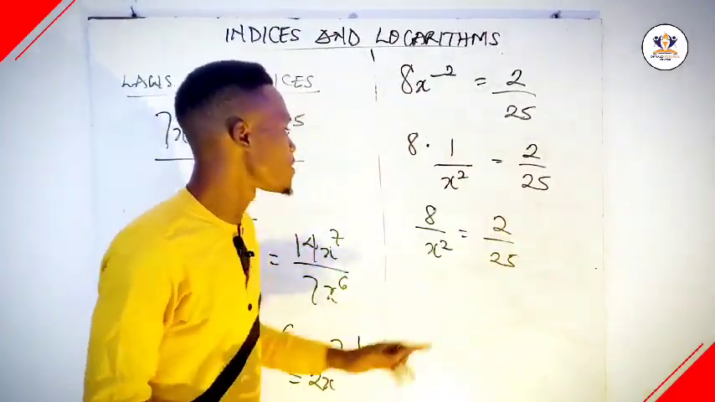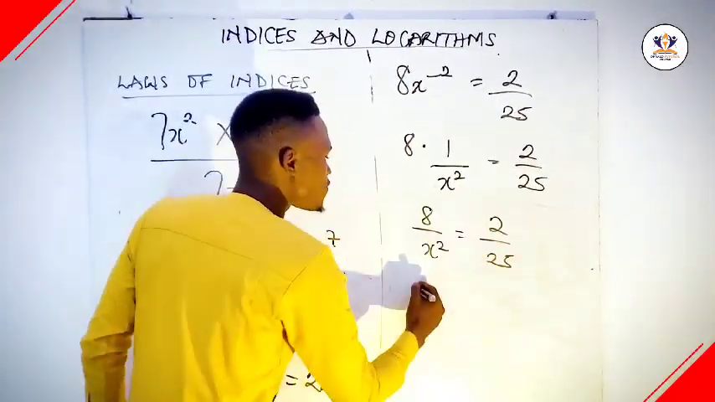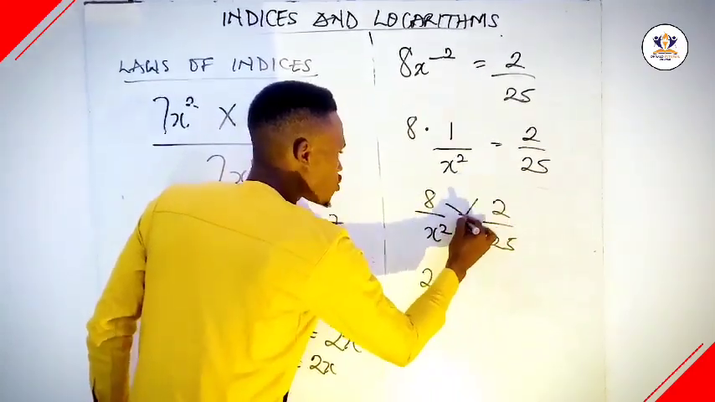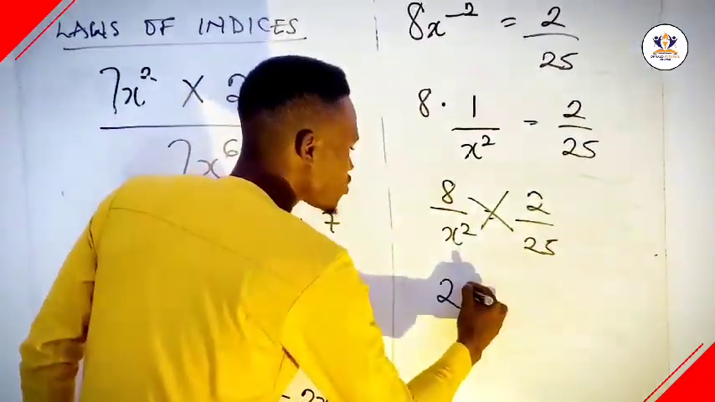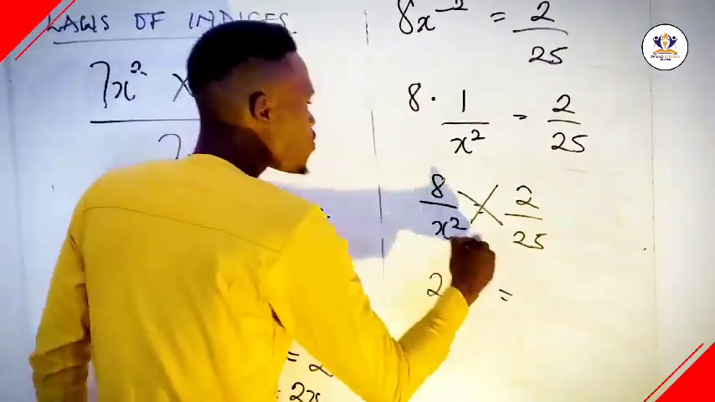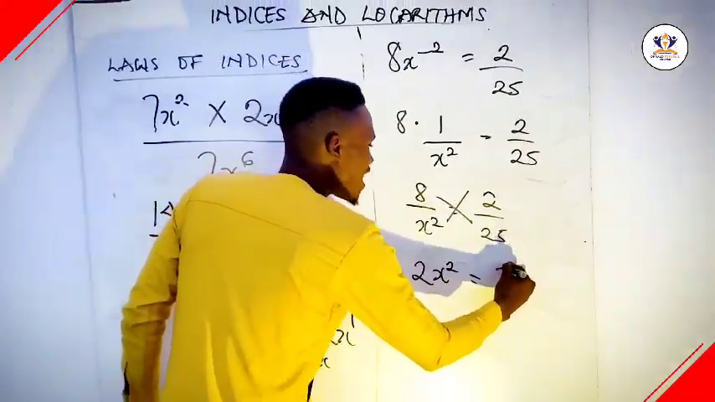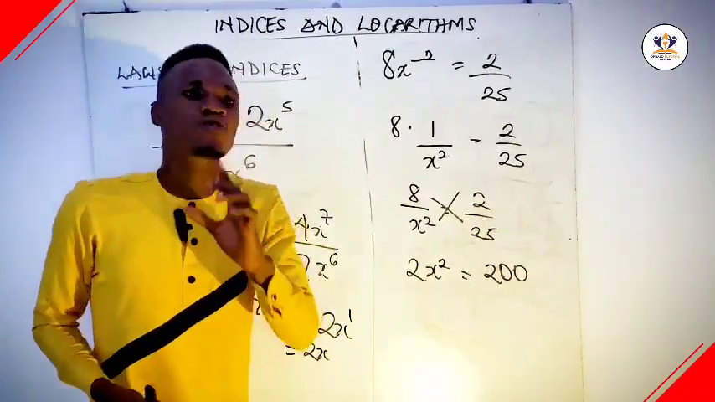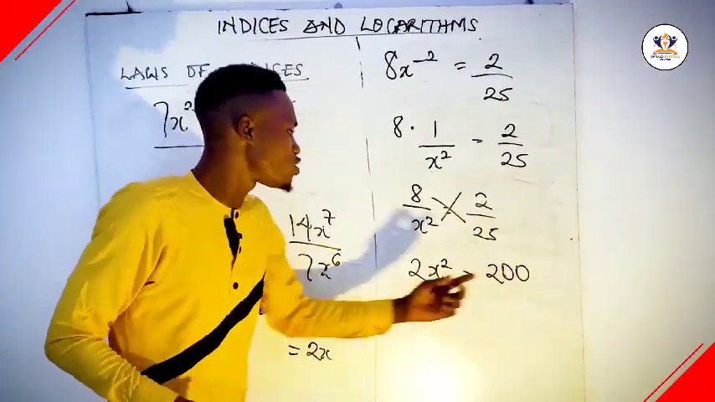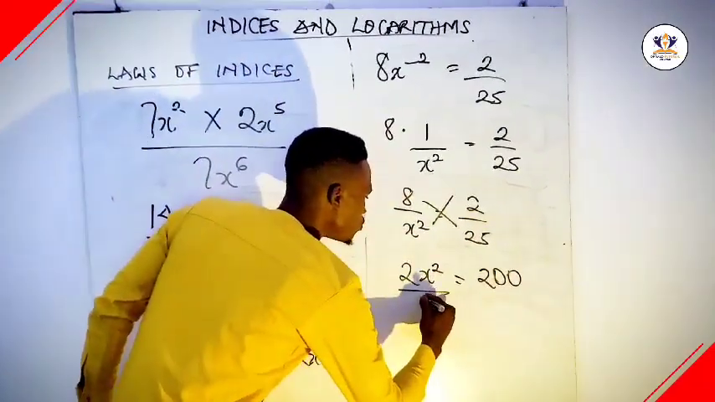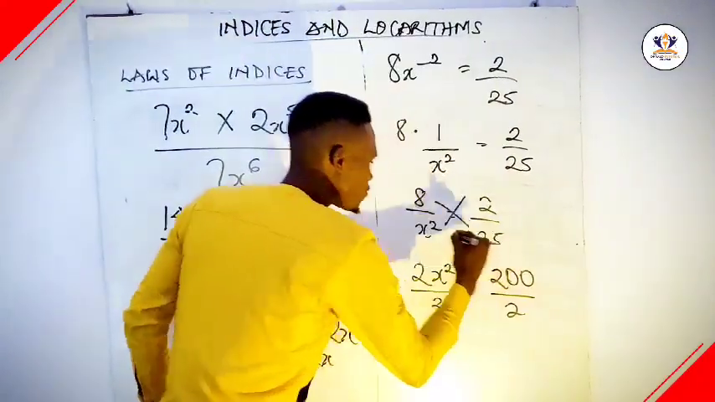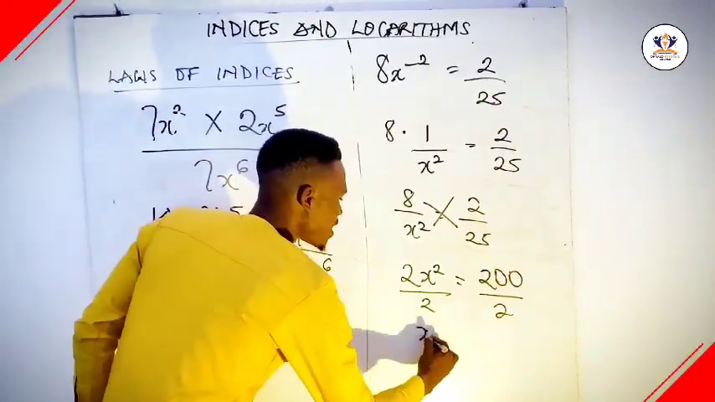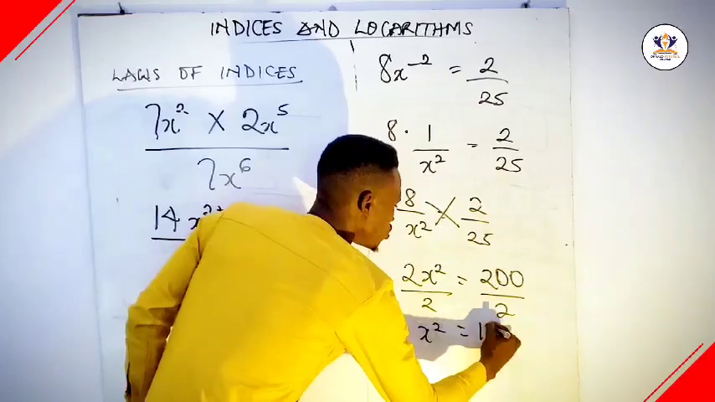Now, cross multiply. When you cross multiply, we have 2 times x squared. 2x squared equals 8 times 25. That is 200. Now, the next thing to do is to divide all through by 2. So now we have x squared is equal to 100.